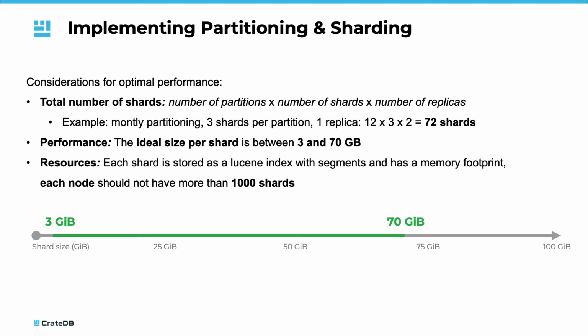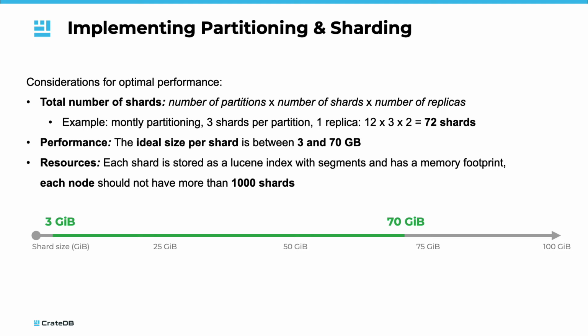Shard size is another crucial factor. The ideal size for each shard is between approximately 3 and 70 gigabytes. Shards that are too small may result in unnecessary overhead, while shards that are too large may lead to performance bottlenecks due to limited parallelization of operations.